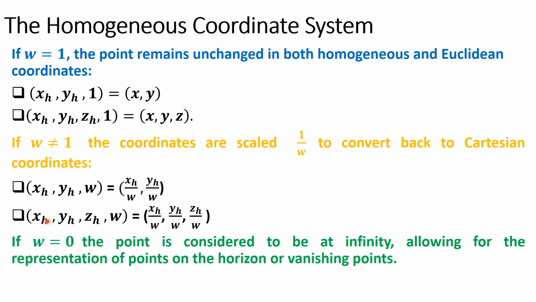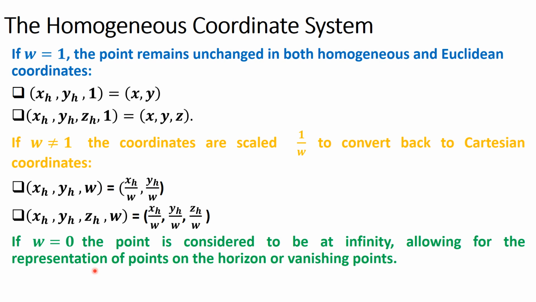And in three dimensions it is the same. We just add the third dimension here: xh, yh, zh, w equals xh divided by w, yh divided by w, and zh divided by w. That means in the Cartesian coordinate system, the homogeneous coordinates are scaled by 1 over w.